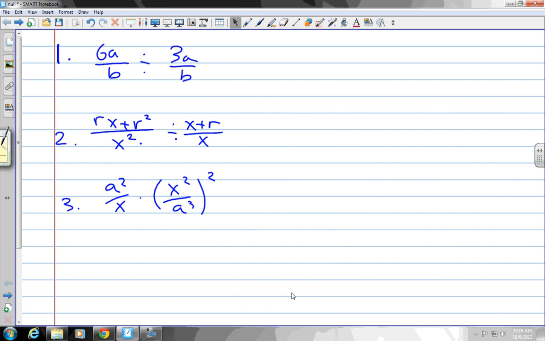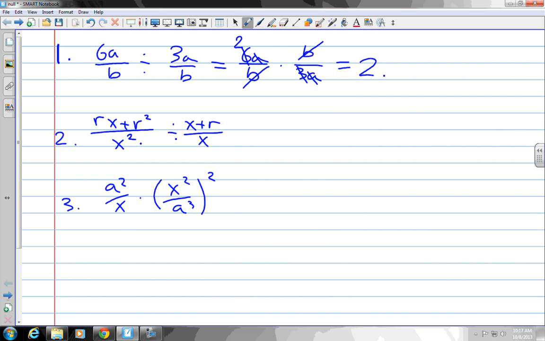Quiz. How do we do the first one? All right, so do the reciprocal, so 6a over b times b over 3a. Good, now what? Reduce. b's. Yeah. So what are we left with? 2. That's right. Is that okay?